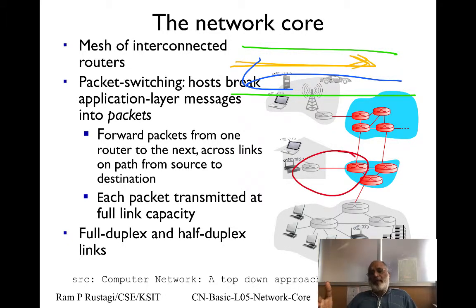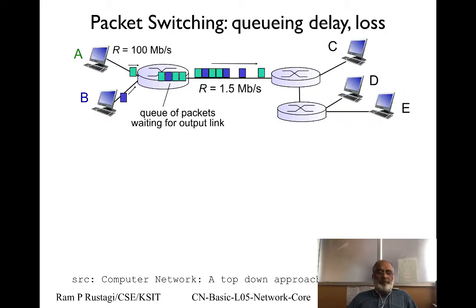But when you look at Ethernet, I'm sending data and receiving data at the same time, so that becomes a full duplex link. Now we've seen that we are sending packets and different links can have different bandwidth.